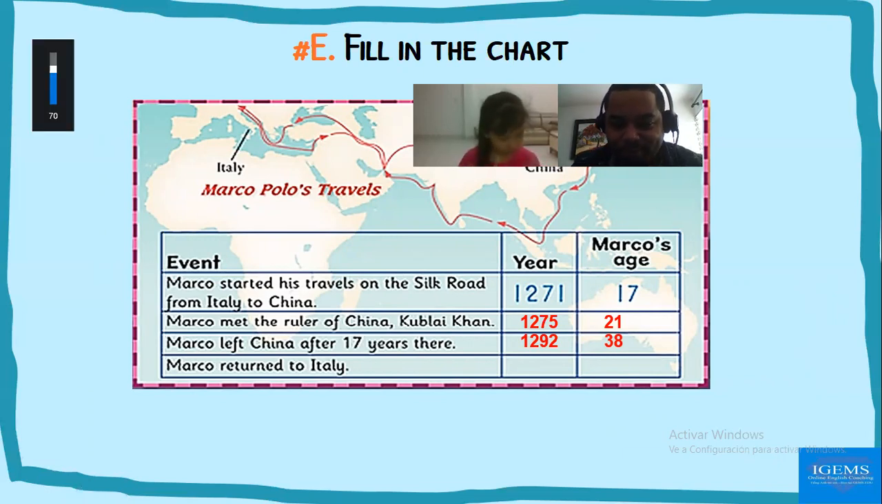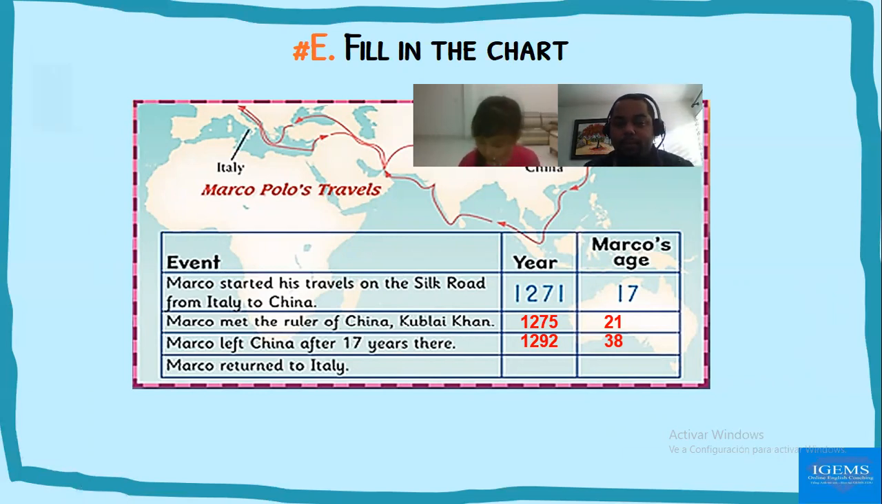When did he return to Italy? In 1295. That is correct. And what was his age by that time? 41. He was 41. That is correct. Well done. Pretty good job. So let's continue.